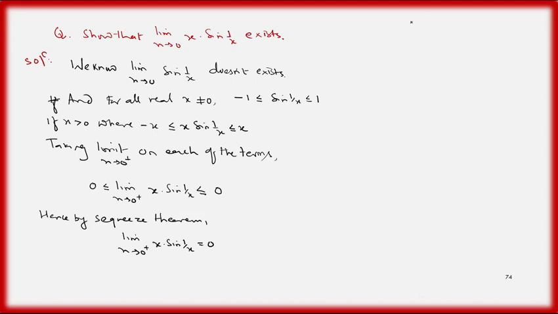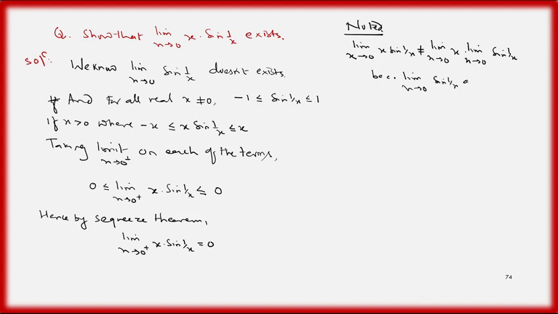And in the first step we should note that the limit as x tends to 0 of x sine 1 by x does not equal the limit as x tends to 0 of x times the limit as x tends to 0 of sine 1 by x, because the limit as x tends to 0 of sine 1 by x does not exist.